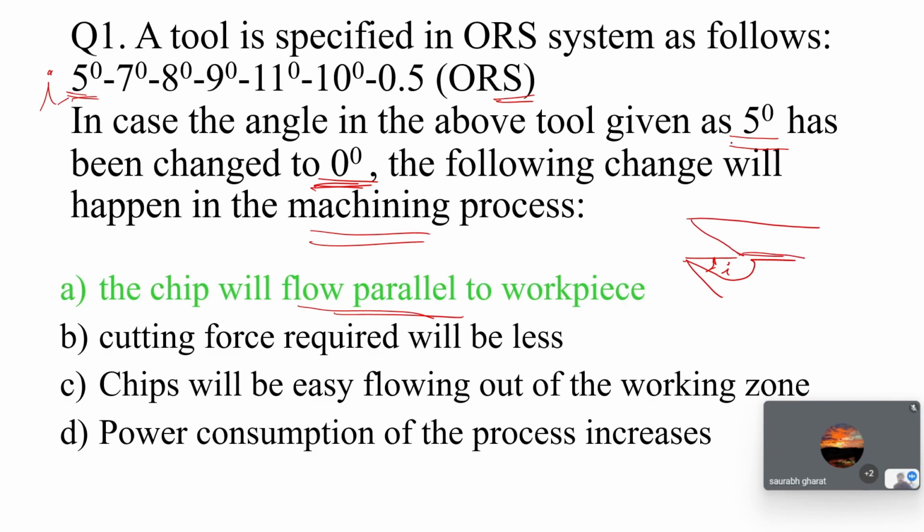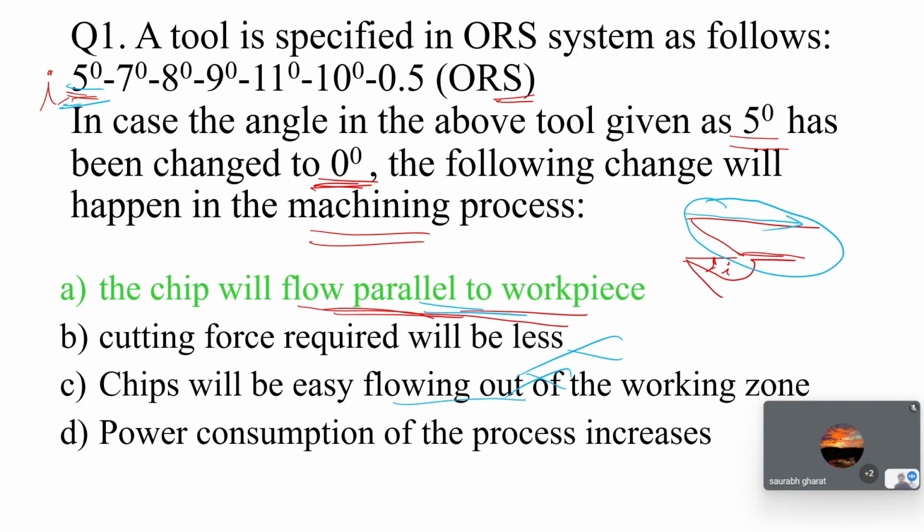So how will the chip move? Parallel to the workpiece, which is the first answer. So this is actually what is happening there. As they mentioned, the inclination angle is becoming 0, which means this will be the geometry of the tool, and due to which the chip will flow parallel to the workpiece. The other options say the cutting force required will be less, or the chip will flow out of the working zone easily. These things are not correct.